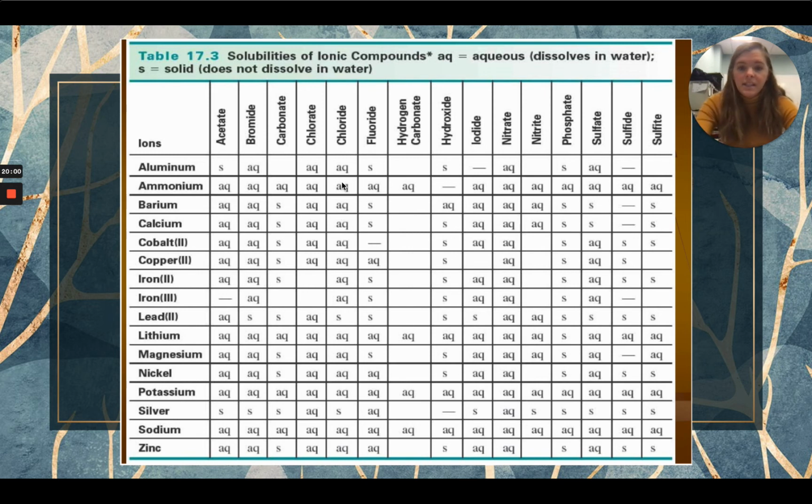You will also be given a solubility table, and you'll have to be able to know how to use this. So this is basically how you determine if something's aqueous, solid, liquid, or gas when they combine. So let's say we're combining a calcium and a chlorate. When those combine, it's going to make something aqueous. Notice if there's nothing here, they generally aren't going to be combining. They can also form solids though.